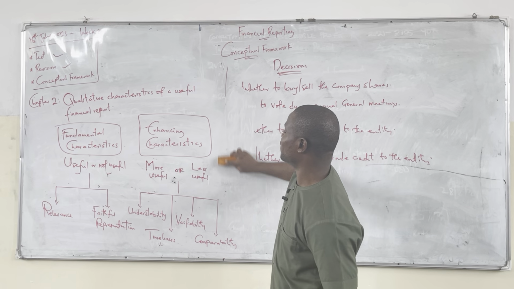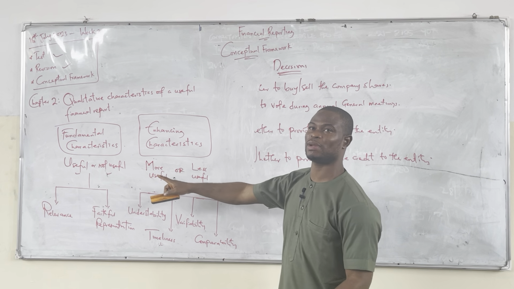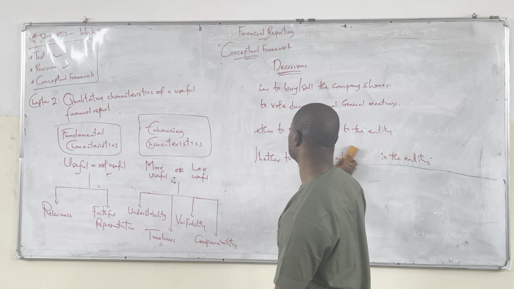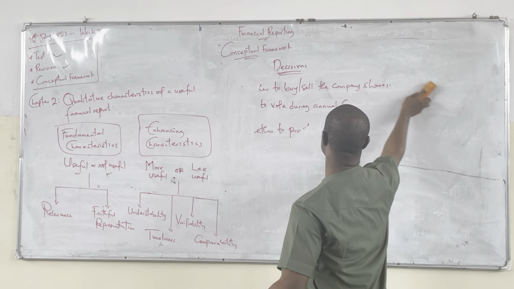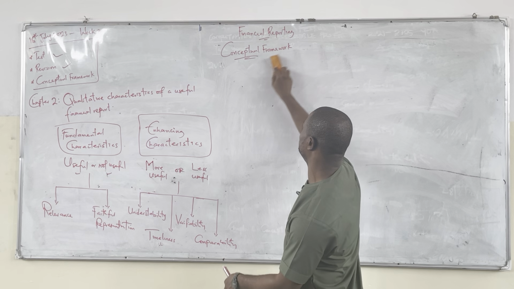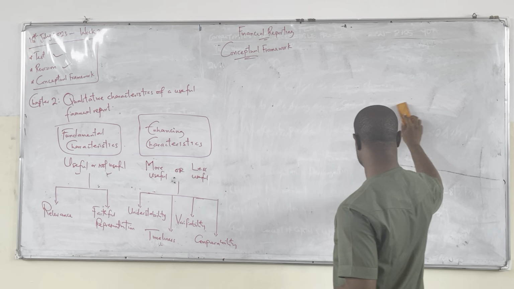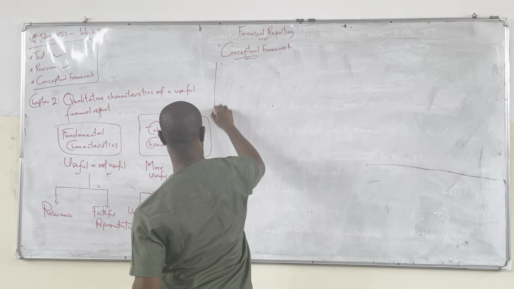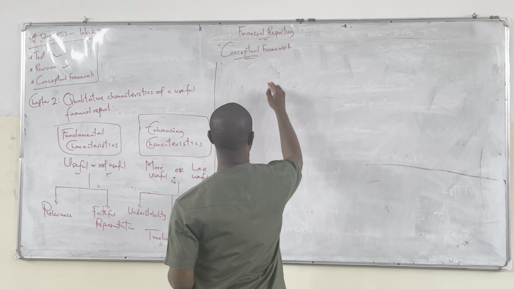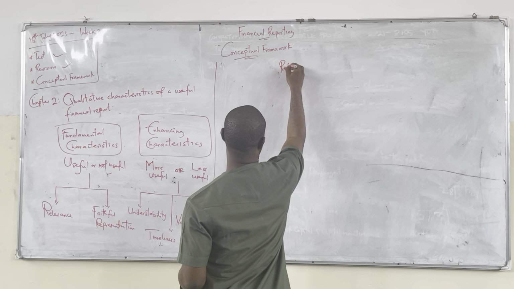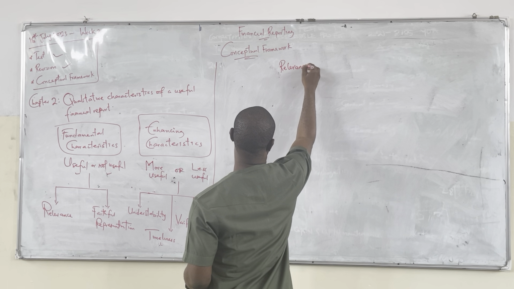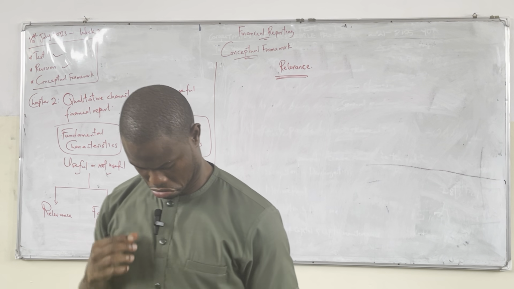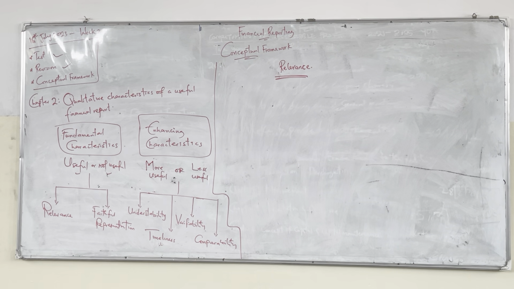And we never can tell. They can ask you to list and explain the fundamental characteristics. So however they go, you should be able to explain it and give it to them. So let's start with relevance.